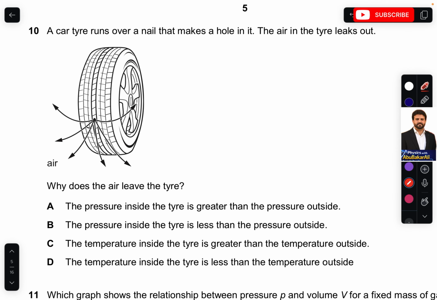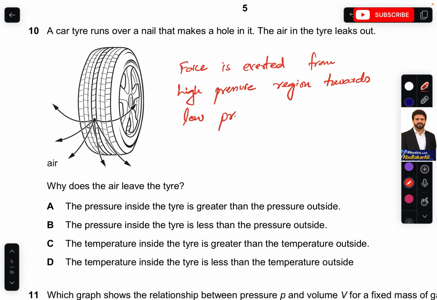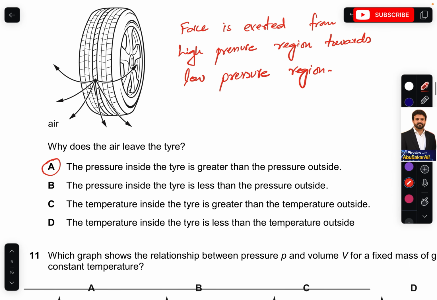You need to know that force is exerted from high pressure region towards low pressure region, always. So basically the pressure in the tire is more as compared to the outer atmosphere, so the air will rush outward because of the force. So it's option... The pressure inside the tire is less? No, the pressure inside is greater than the pressure outside. Okay.